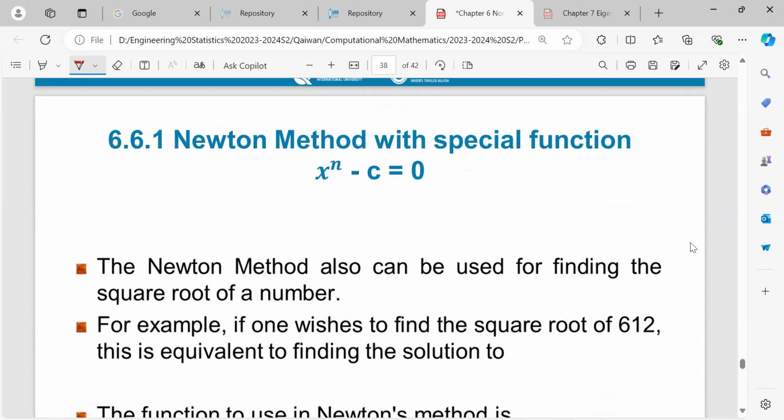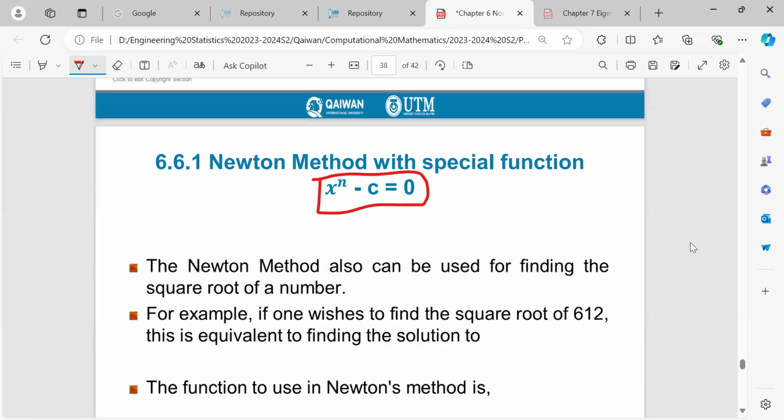We now have Newton's method for special functions. If you have x to the power n minus c equals 0, to find the approximate solution for this equation, let's say x squared minus 4 equals 0, it's easy to find. It has an exact solution, which is minus 2 and 2. You could factorize it and solve it, or you could say x is the square root of 4, which is plus or minus 2.